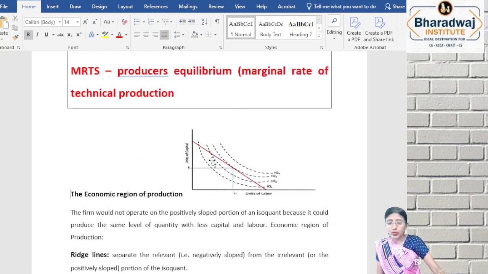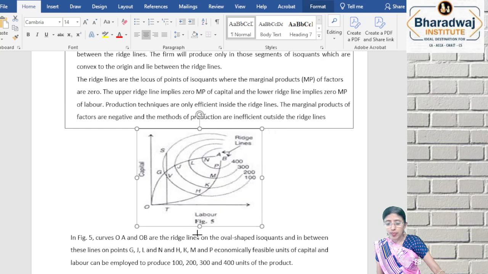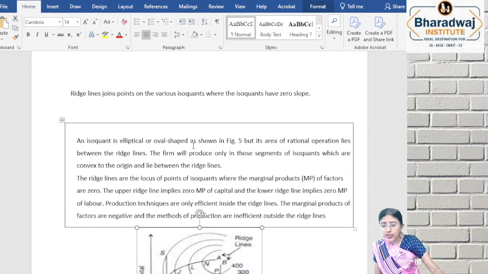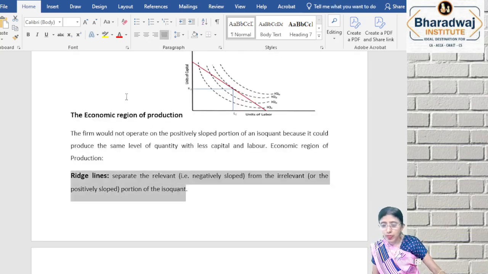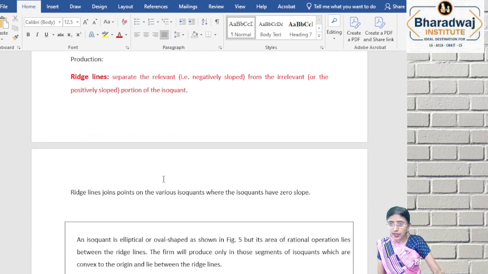Now we are going to ridge lines. My dear students, please look at this. In one paper, long back, they asked this. Now this is called a ridge line. OA is the upper ridge line. OB is the lower ridge line. Within this and upon this you have relevant points of efficiency. Outside this they are inefficient. So this is a definition you have to know: ridge lines separate the relevant from the irrelevant portion of the isoquant.